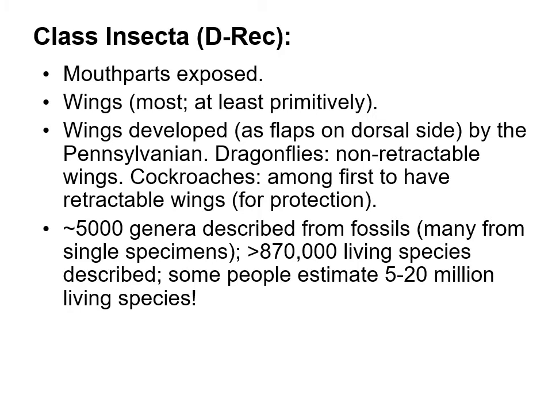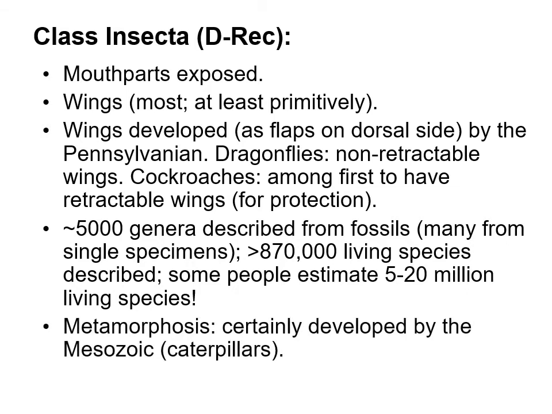5,000 different genera described from fossils alone, many of these just from single specimens. And we have over 870,000 living species described for insects. And some entomologists actually estimate we have anywhere, depending on the entomologist, between 5 to 20 million living species, including obviously many that have not been described. Another important fact about insects is that they undergo metamorphosis, and this is something that was certainly developed by the Mesozoic because we do have some fossilized caterpillars from that point.